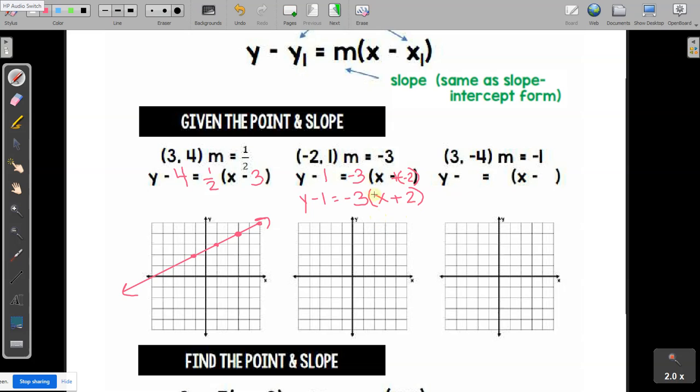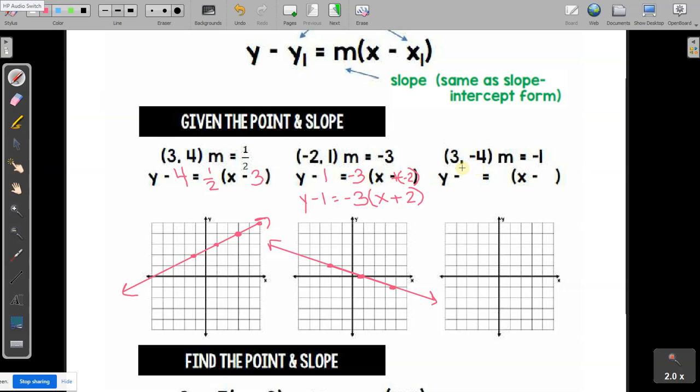Now let's graph it. We have a point -2, 1. So go over -2, up 1. Now we have a slope of -3. So we're going to go down 1 to the right 3. Down 1 to the right 3. And draw your line. And don't forget your arrows. Let's look at the next one.